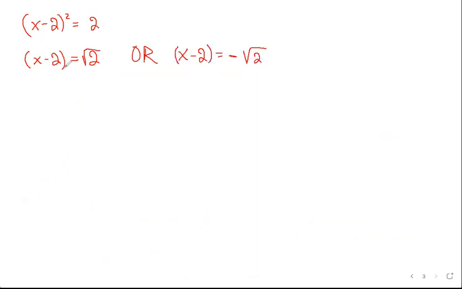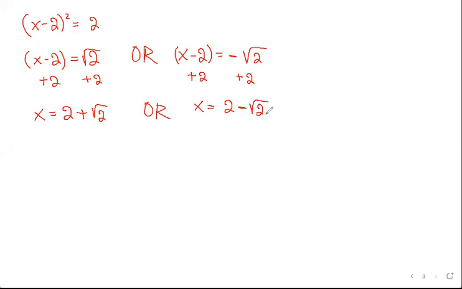Now we're solving this. It looks like a linear equation. So what we have to do, we add 2 to both sides because I need x equals. Here I add 2 to both sides. So x equals 2 plus the square root of 2, or x equals 2 minus the square root of 2. And this is the solution. That's it.